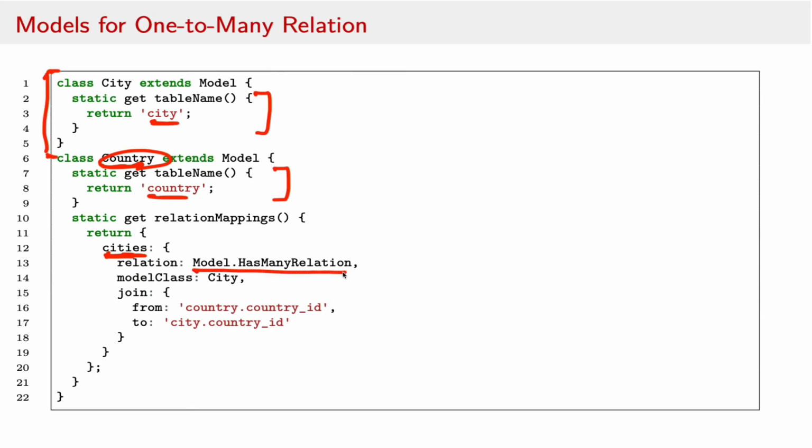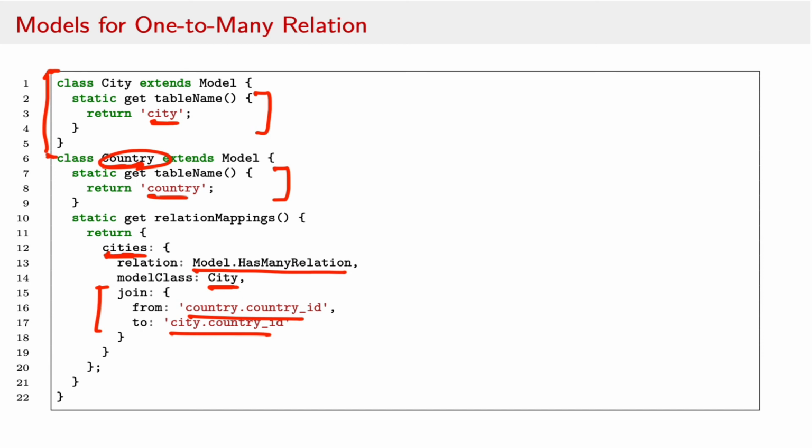I also need to tell Objection the name of the class, and actually this is the class itself of the other side of the relationship, and I need to give it the join information. And this is basically the same two columns that I'm showing from the other side of the relationship. Again, there's not anything in Objection that tries to intuit these column names from the other side of the relationship. It's up to you to configure them.